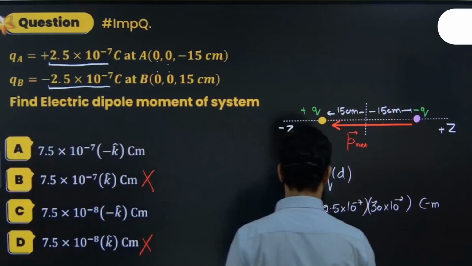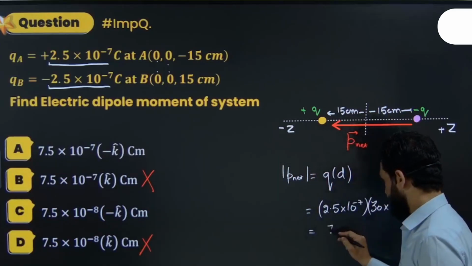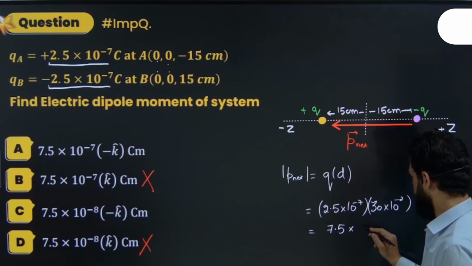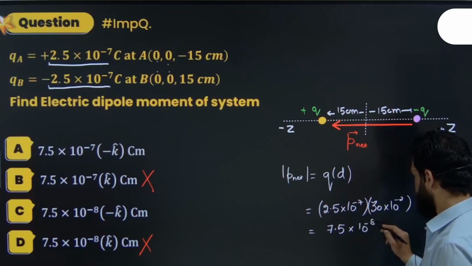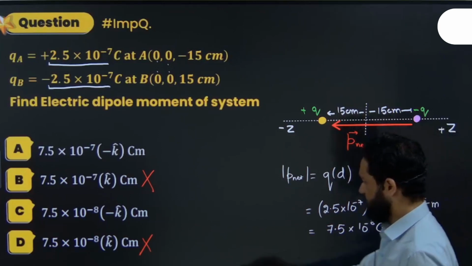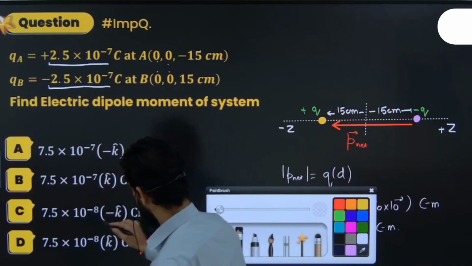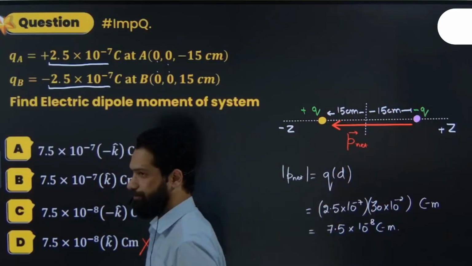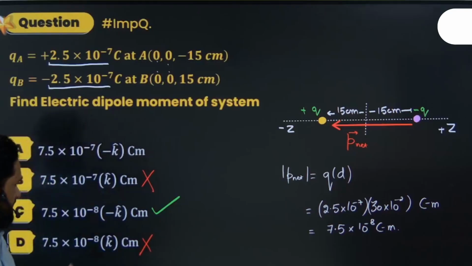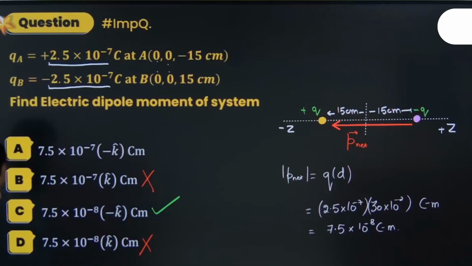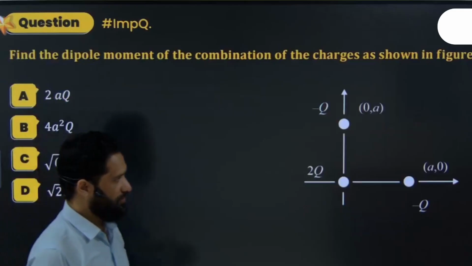So it will be equal to 2.5 into 3, 7.5 × 10^-8 coulomb meter. This is our result, and we choose the correct option here to be option number C: 7.5 × 10^-8 coulomb meter. Okay, that's fine. Now let's do one more problem.